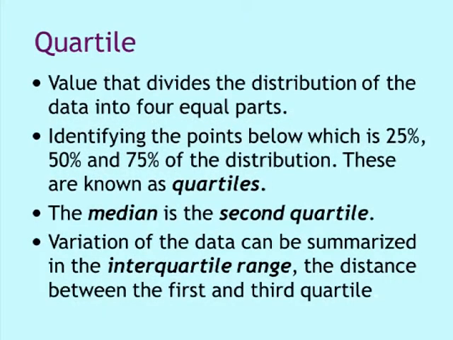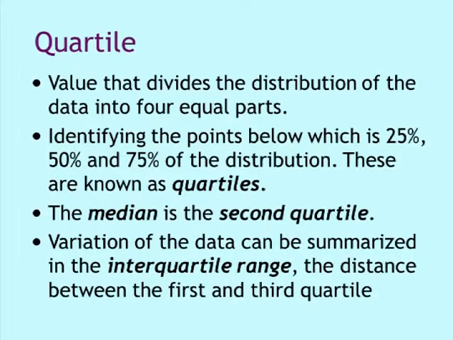So what is a quartile? A quartile is a value that divides the distribution of data into 4 equal parts. So what we do here is we identify the points below which we have 25%, 50% and 75% of the distribution, and these are nothing but our quartiles. Please do remember your median is the second quartile.